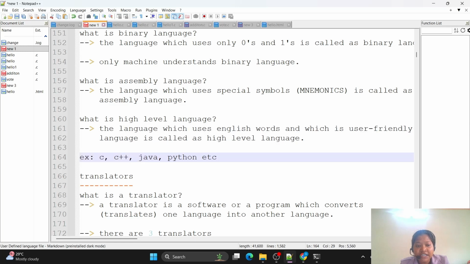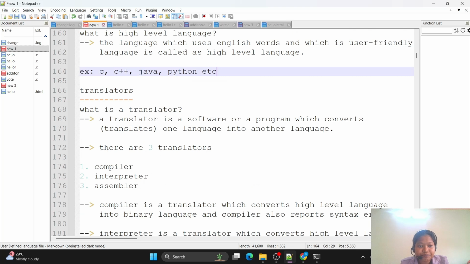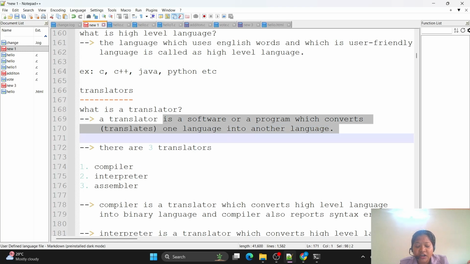For example, C, C++, Java, Python, these are all high level languages. Okay, then what is a translator? As I told you, a translator is for translating the language or the program from one language into another. A translator is a software or a program which converts or translates one language into another language.